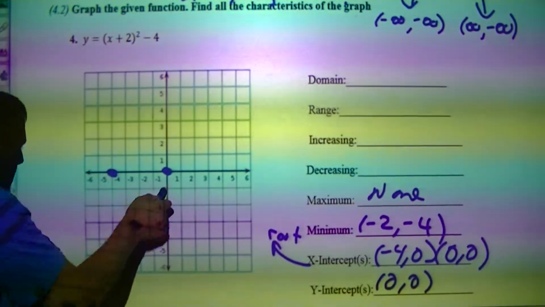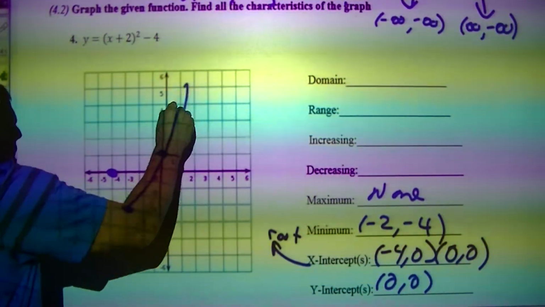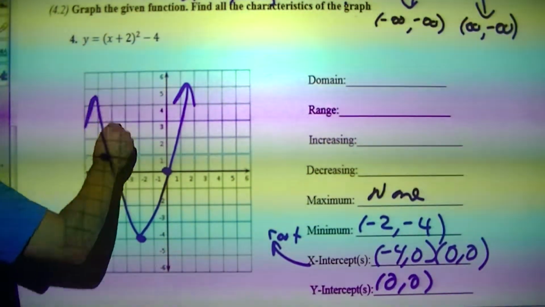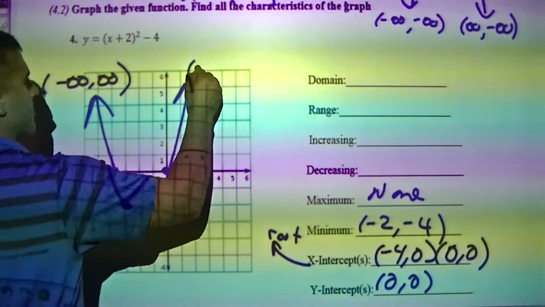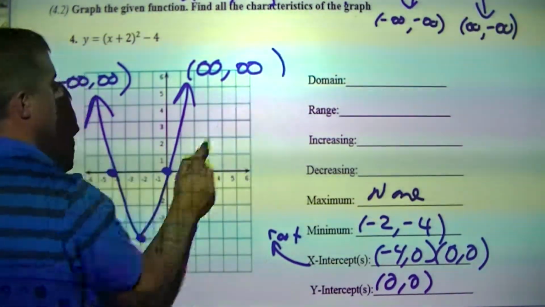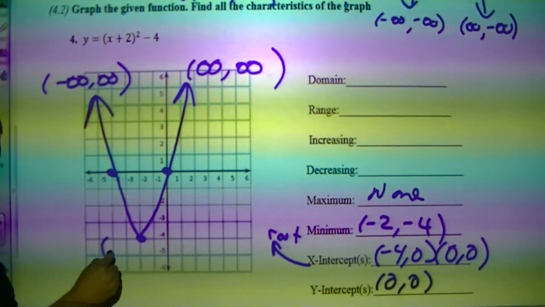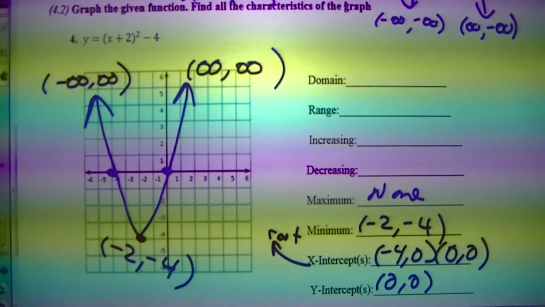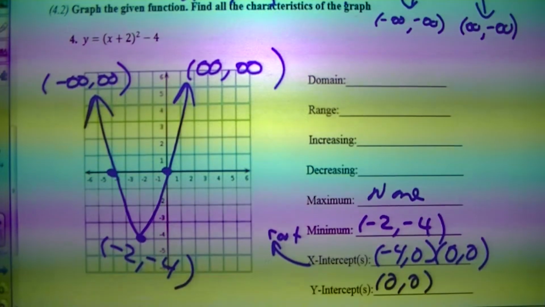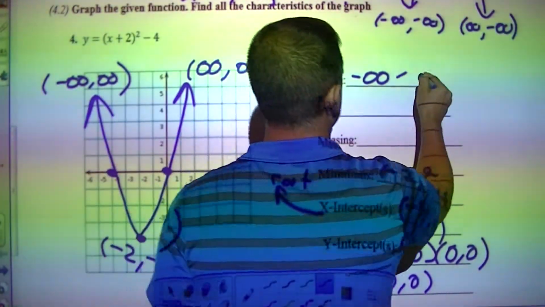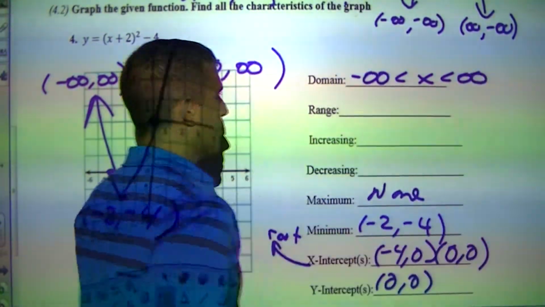Now, that's already been plotted, so I'm going to go ahead and make my graph. This would be negative infinity, positive, because it goes up. This would be positive, positive. As I do this, this point right here is -2, -4. So what's the smallest x value? Smallest x value is negative infinity. Biggest x value is positive infinity.